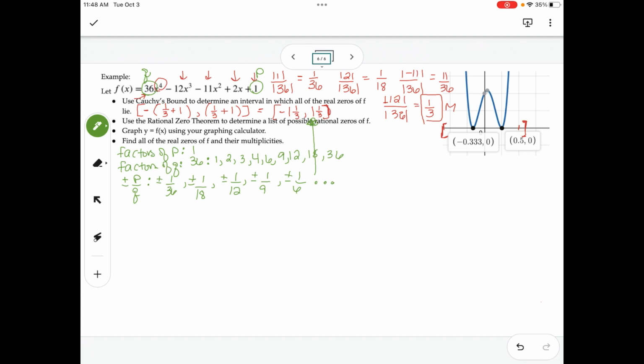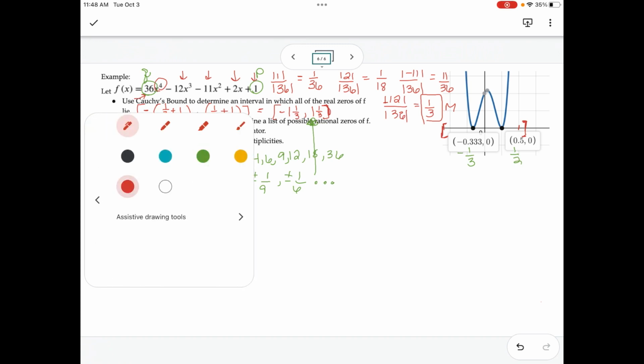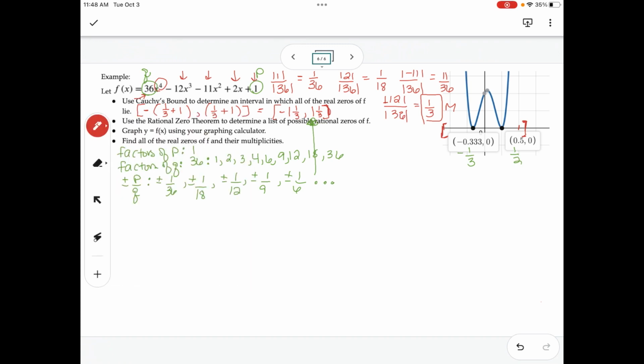And so now I'm going to look at my graph using our calculator, find all the real zeros. We know that negative 0.333 is negative 1/3. And that half, of course, is half. So it doesn't matter where we start. I'm going to start with half just because it's positive and easier value to work with. So I'm going to start with half and try to find and reduce my polynomial. So using my coefficients, and I see that they're all in descending order. There's no missing pieces.